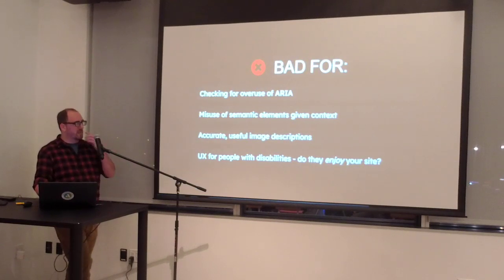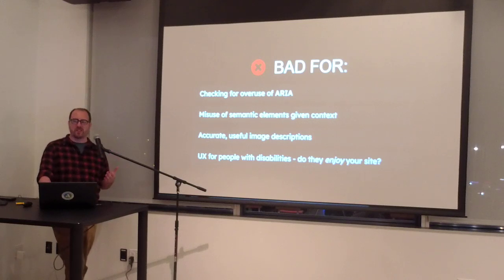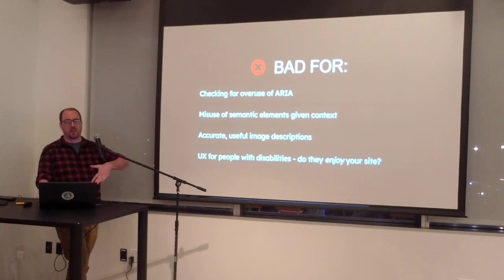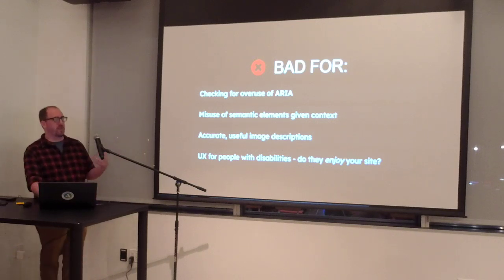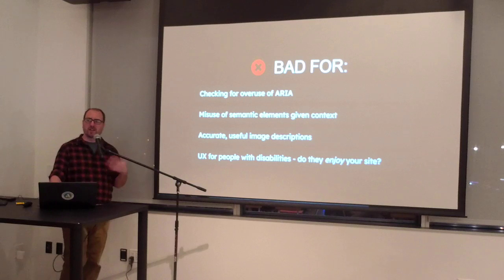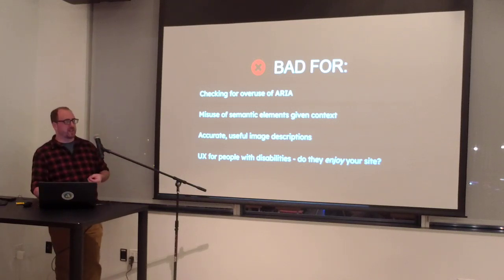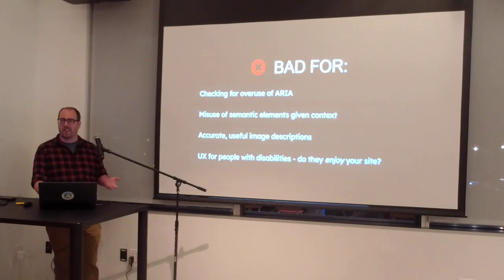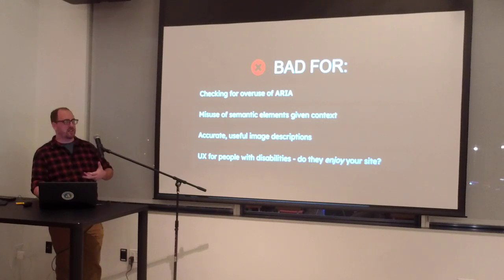But what it's bad for is, again, that big #1 rule, checking for overuse of ARIA. It doesn't know how much is too much. That's a determination that we have to make as developers. It can tell you what's valid and invalid markup, but it can't tell you what's semantic because that comes from context. You can say, oh, this is a header, but is it in a logical position in the DOM for a header? Does the contents make sense for a header?